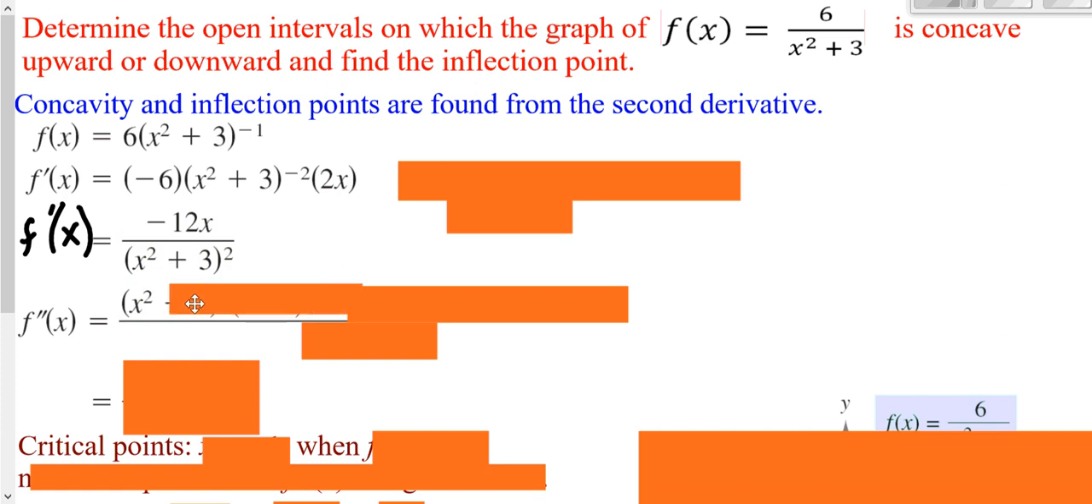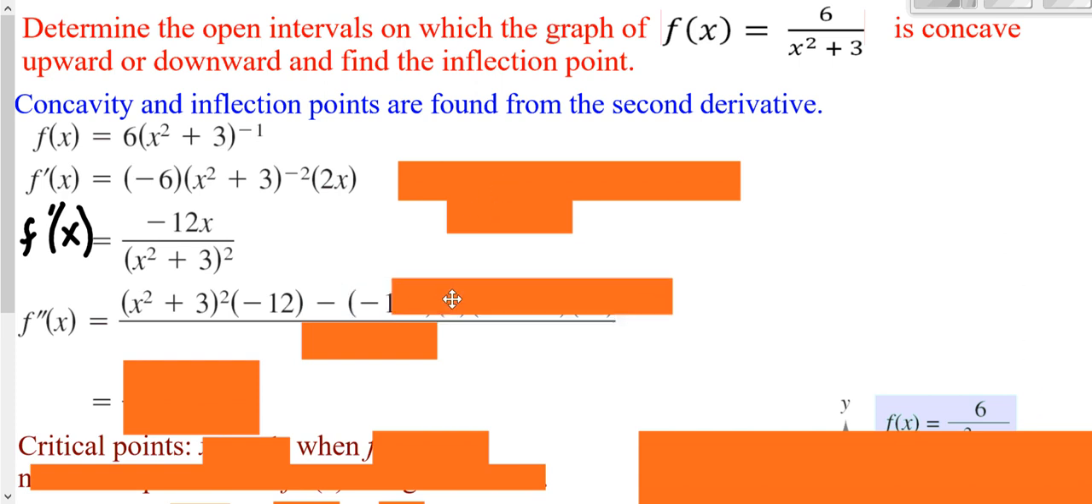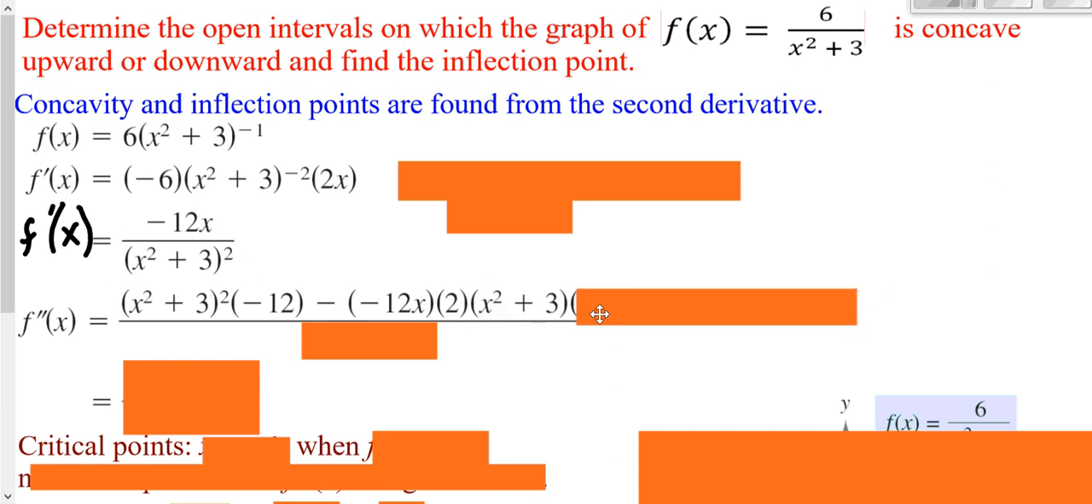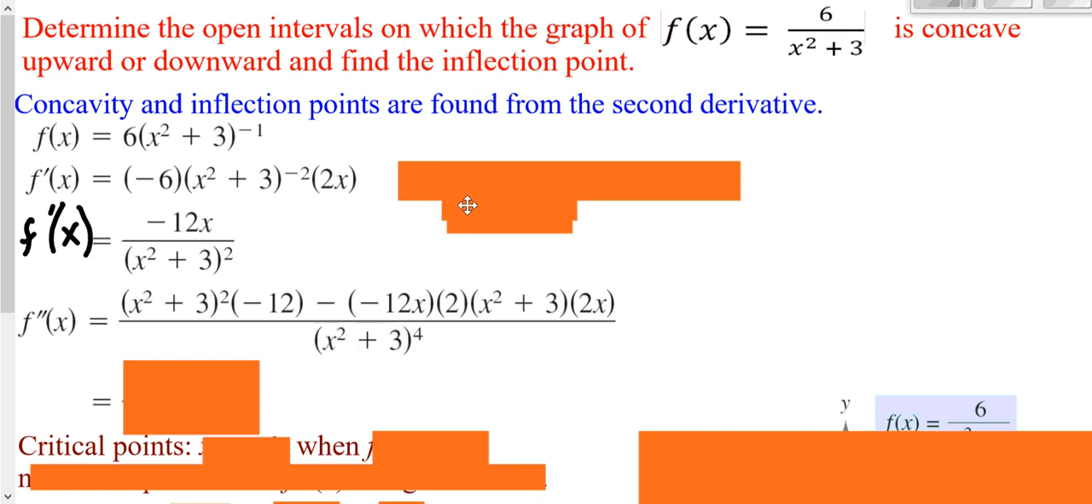Derivative of the top times the bottom, so there's the bottom, times the derivative of the top, minus the top, derivative of the bottom, so put the exponent of 2 in front, decrease it by 1, and then chain rule derivative of the inside, over the bottom squared. And then this would be my second derivative, so I should have this labeled as f double prime of x.